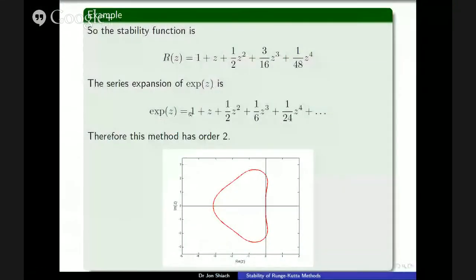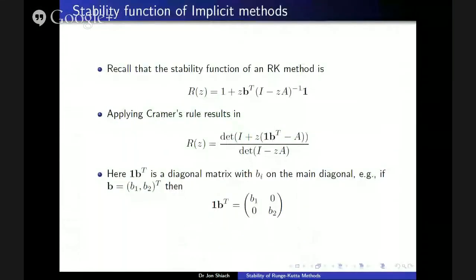So what I'm going to look at now is implicit methods. This is the other version. That's one type, this is the other type. We saw last week that the general Runge-Kutta method has this stability function.